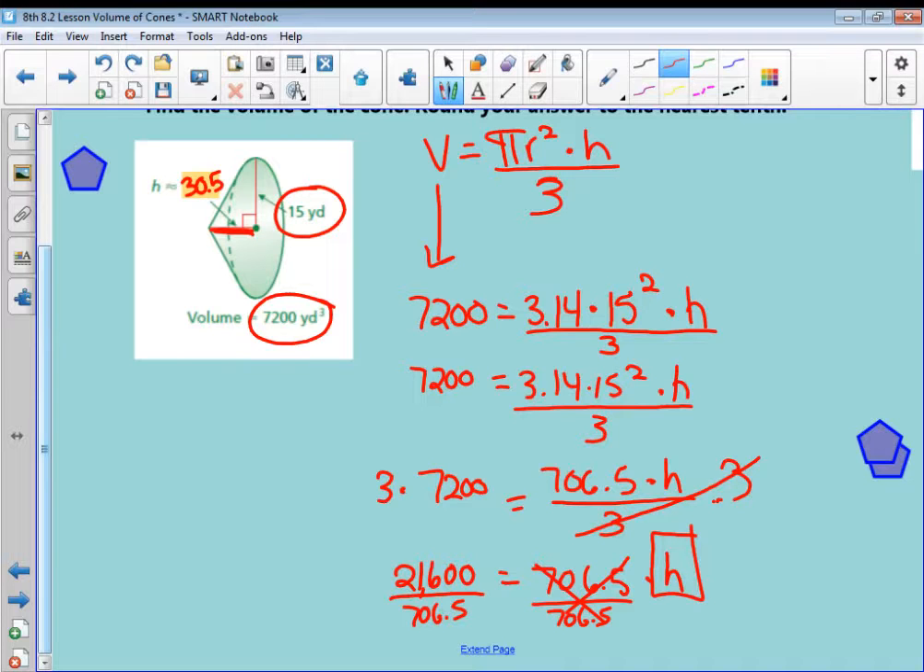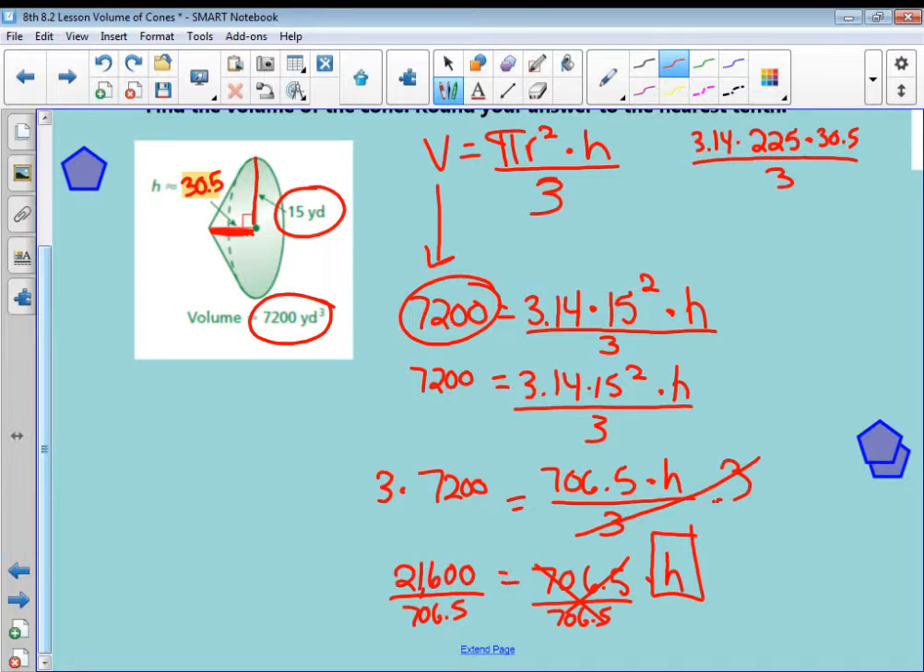So how can we check it? Well, we're going to substitute back in. I'm just double checking, thinking, wow, this looks like a much larger distance than that, and that's why I was second guessing myself when I originally got it. Let's substitute in. So if I do pi r squared, we would do 3.14 times our radius 15. 15 squared is 225. Times our height, right now we're saying is 30.5, and then divide that by 3. It should give me this 7,200, or approximately that.